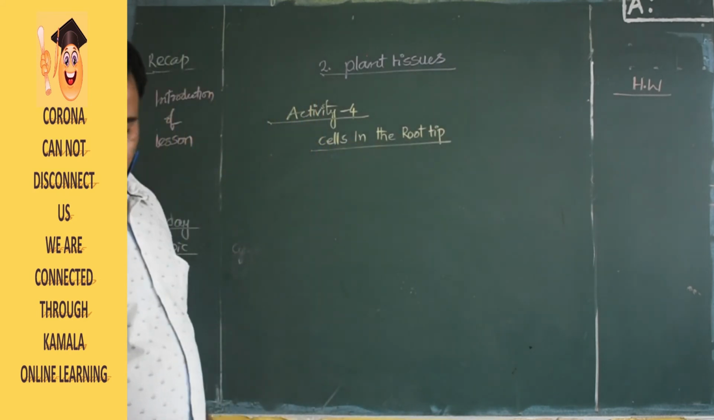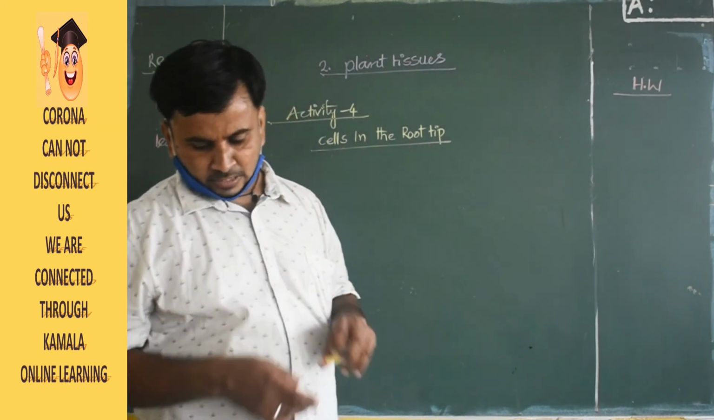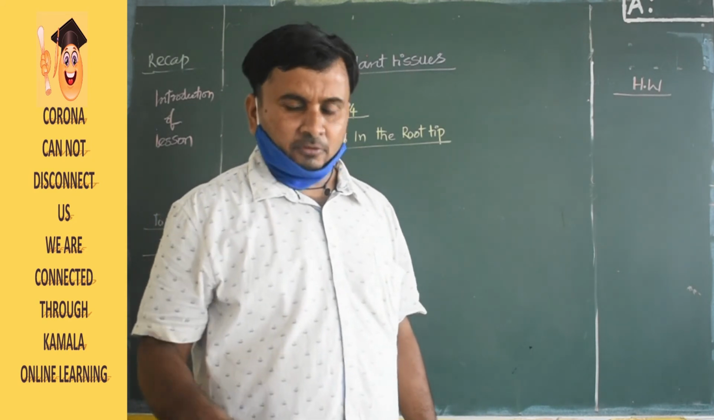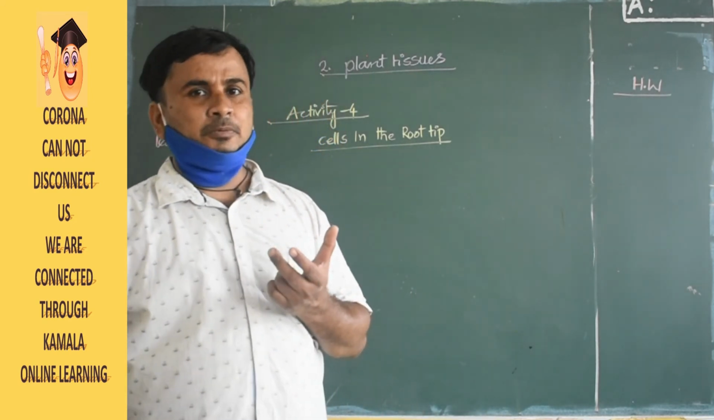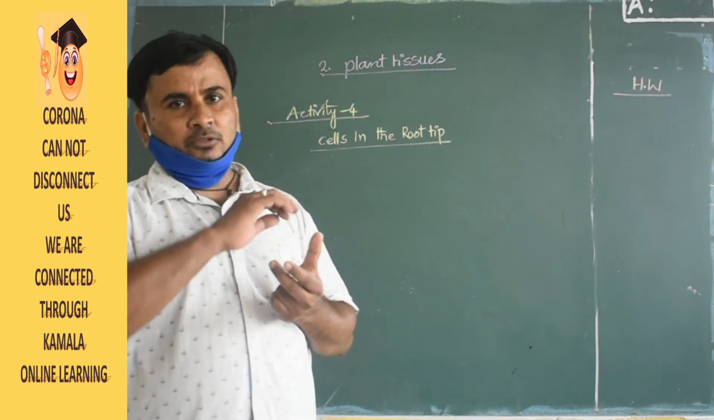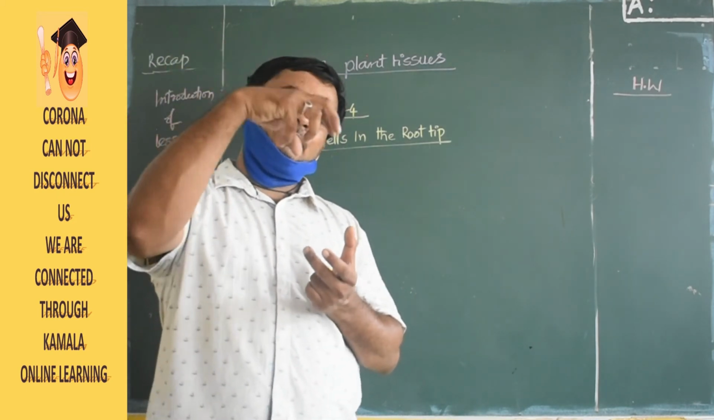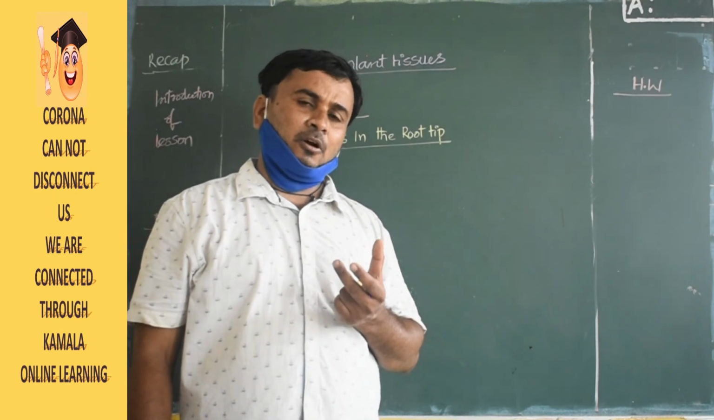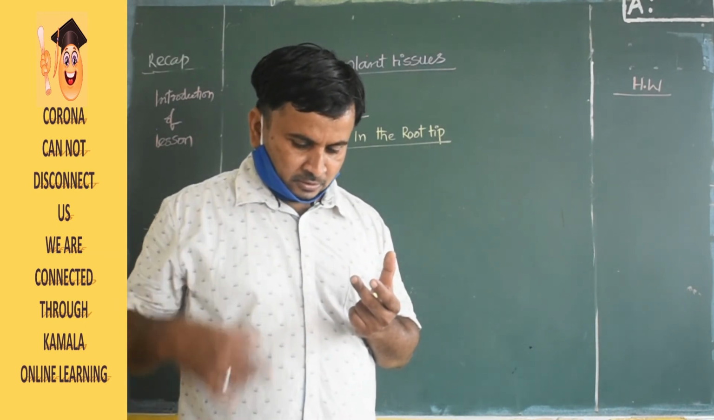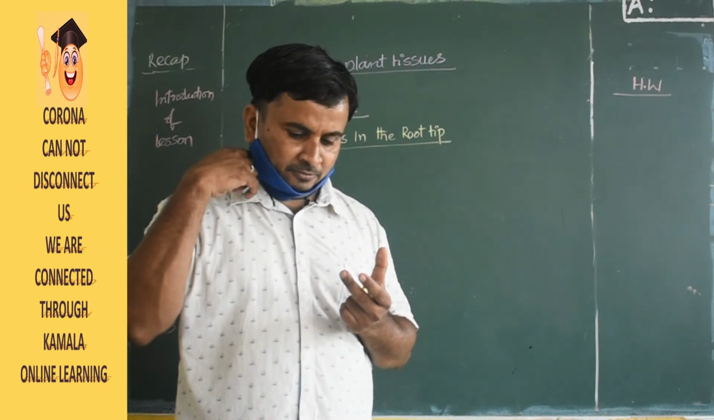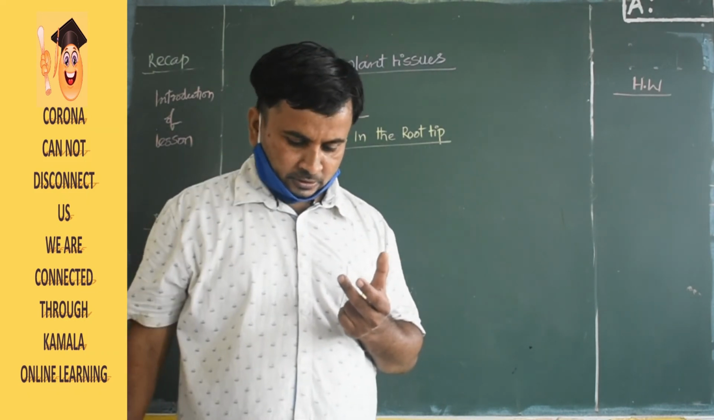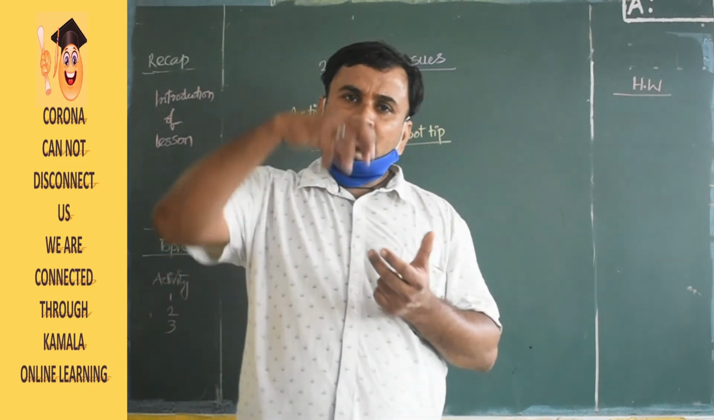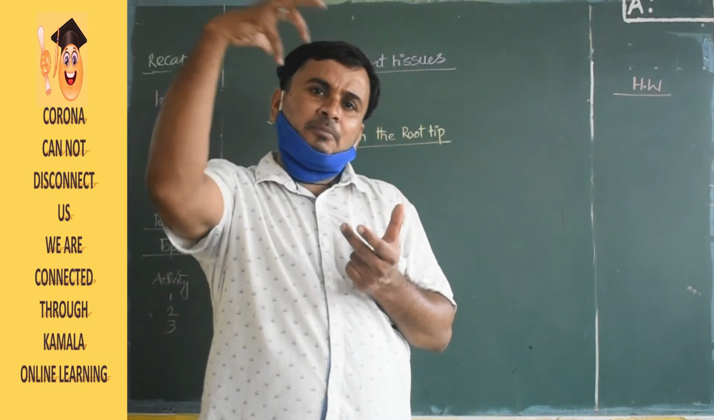Activity 4. What should we take? Page number 14, just see. Take one onion and one disposable glass filled totally with water. Keep the onion inside the glass. You have to keep it for two or three days, maybe three or four days. What happens? The roots will develop from the bottom of the onion.